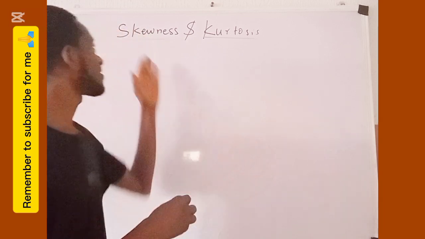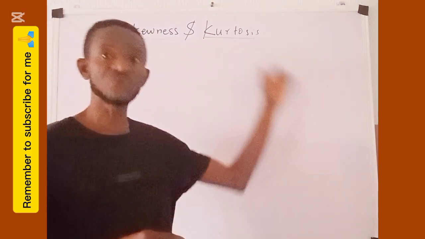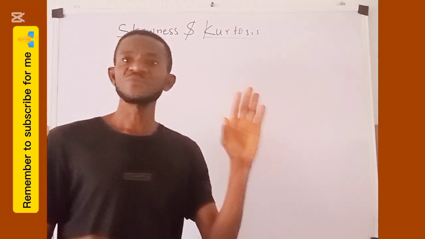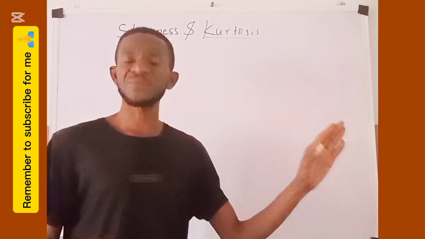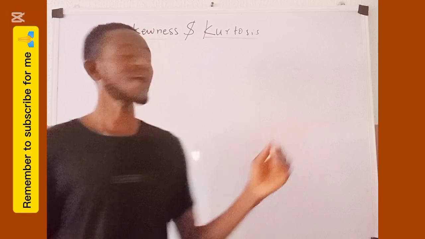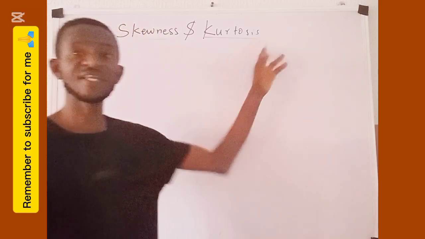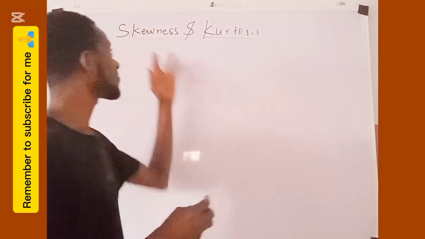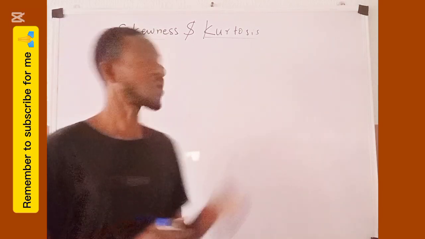That's what we call skewness and the kurtosis. So if they ask, what are the two measures of shape? The two measures of shape are skewness and the kurtosis. So we now begin by looking at the skewness.